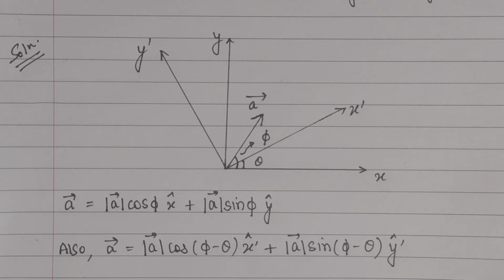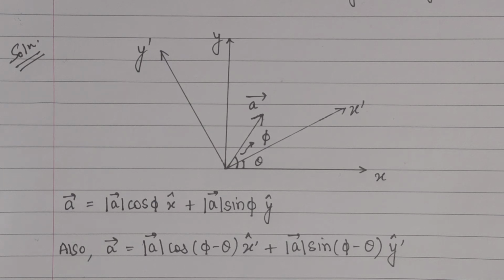In the first case, its component along x-axis is mod A into cos phi, whereas in the final coordinate system, its component along x dash cap is mod A into cos of phi minus theta. And so option B is incorrect since it does depend on the orientation of the axis.